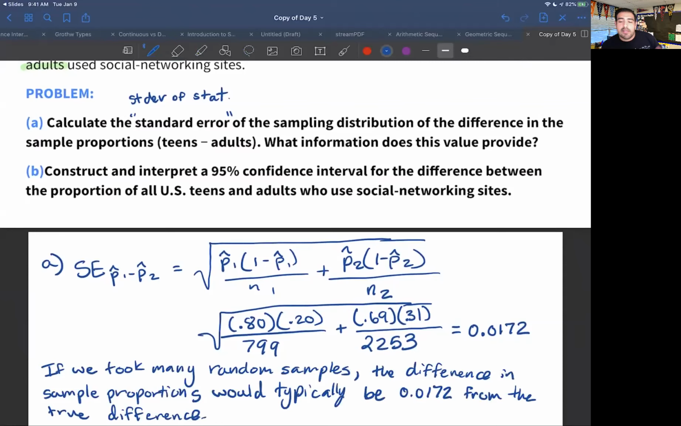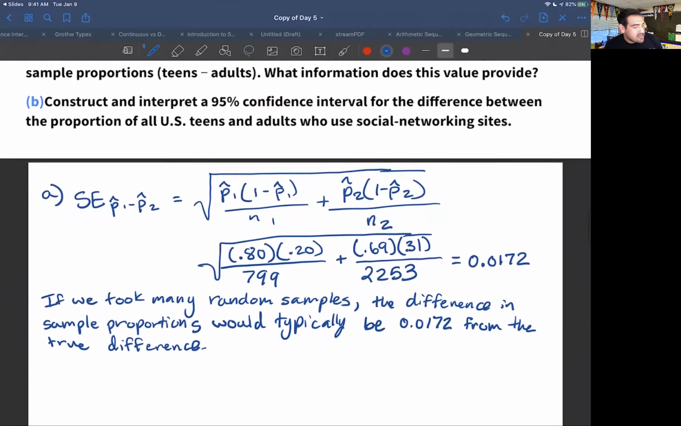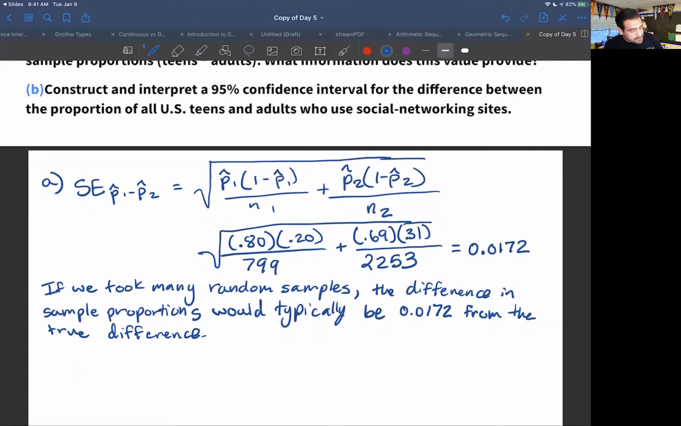The true difference in proportions of all teens and adults who use social networking sites. I'm not going to write that all out, but just to give a little more context, if we took many random samples in the difference in the sample proportions of teens and adults who use social networking sites, it will typically be 0.0172 from the true difference in proportions of all teens and adults who use social networking sites. It's a mouthful, right? Just tried to condense it as much as I can.